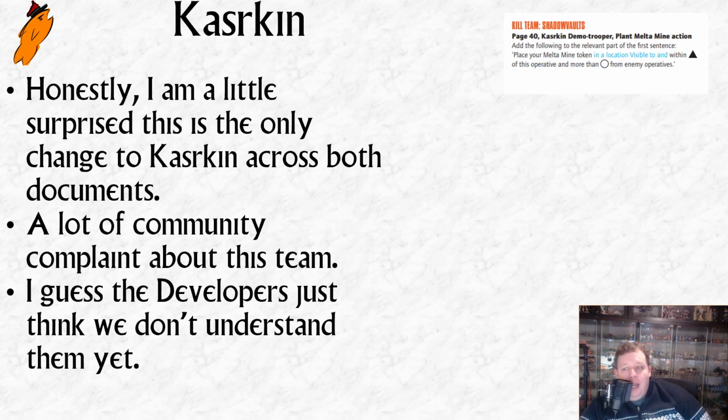And then finally, Kasarkin. All they got: add the following to the relevant part of the first sentence. Place your Meltamine token in a location visible to and within black of the operative and within a circle of an enemy operative. It's just the old 'you can't phase explosives through walls' change that they've been rolling out in the FAQs. So otherwise Kasarkin not touched.